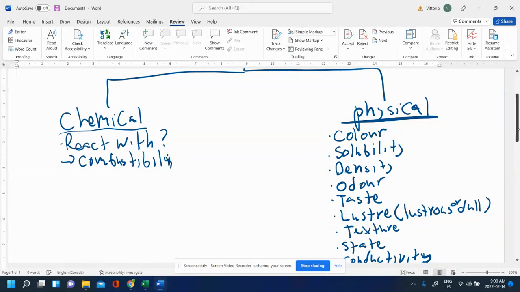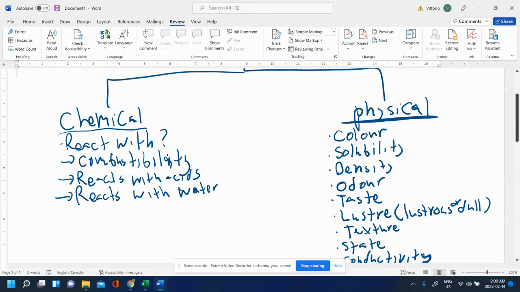Combustibility. You might describe that it reacts with acids. So it reacts with acids. You might say it reacts with water. And when I say reacts with water, reacts with acid, it forms new chemicals when you make them react with acids or when you make them combine with water. It doesn't just dissolve. It actually forms new chemicals.